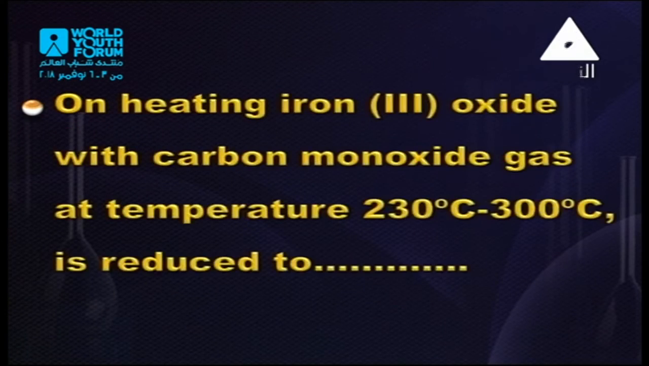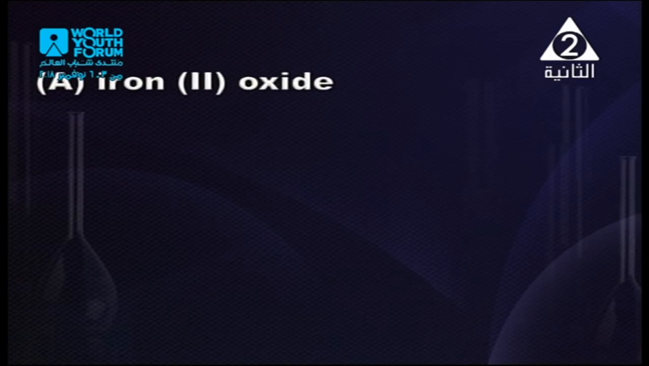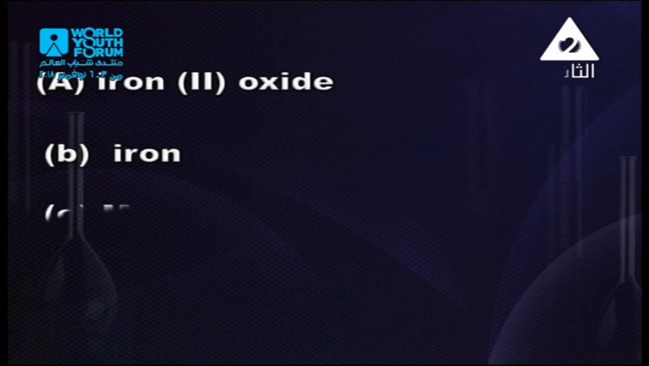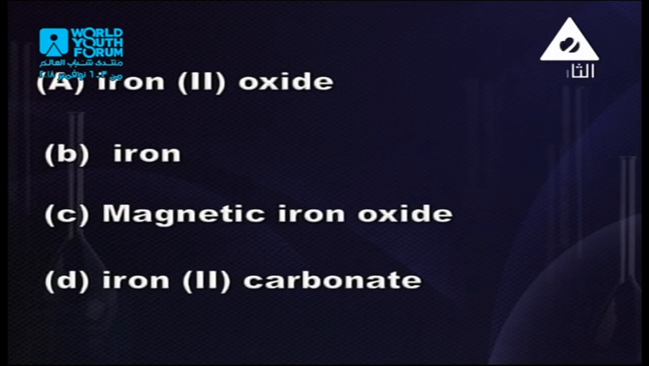Next point. When heating iron 3 oxide with carbon monoxide gas at temperature 230 till 300 degrees Celsius, it is reduced to what? Iron 2 oxide, iron, magnetic iron oxide, iron 2 carbonate. If you write the chemical equation here, you will find that the answer will be magnetic iron oxide.